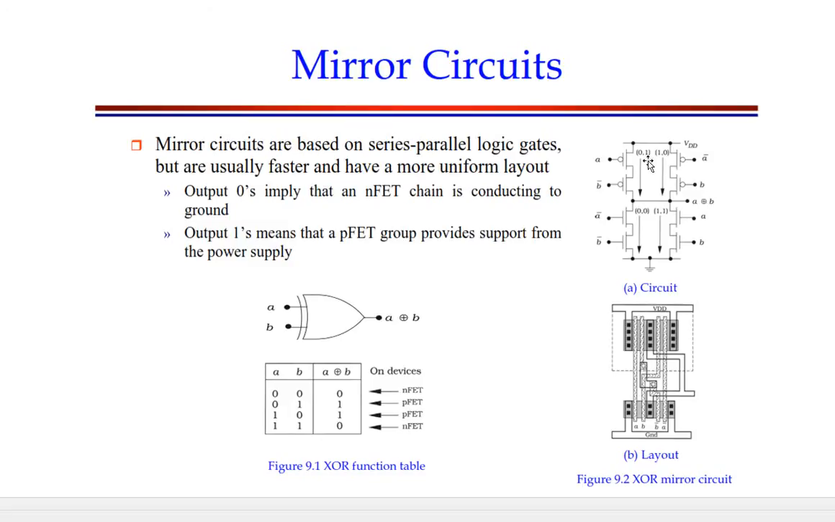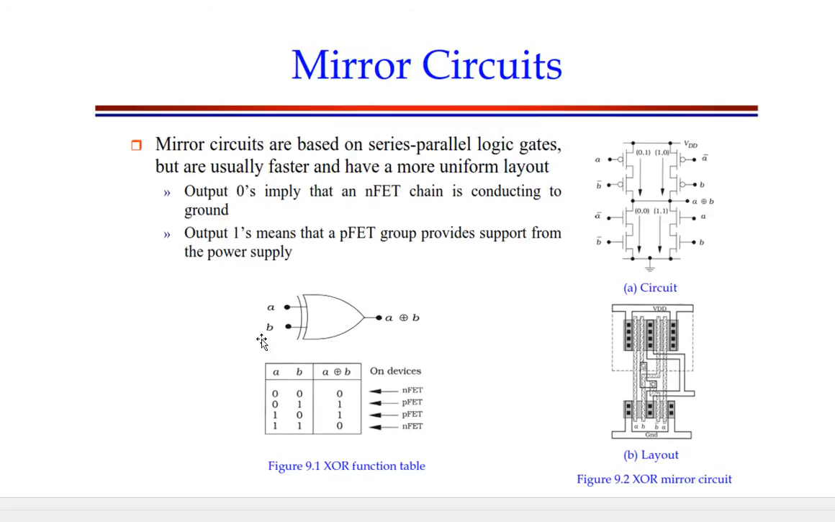This is the circuit for XOR, and it is especially a mirror circuit. Here it has a uniform structure for both PMOS and NMOS. Hence, in a layout we can achieve a uniform layout for both PMOS and NMOS. In this case, output 0 implies that the N-FET chain is conducting to the ground, and output 1 means that the P-FET group provides support from the power supply.